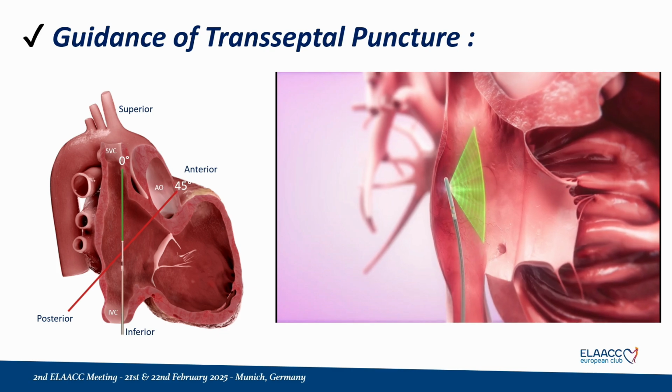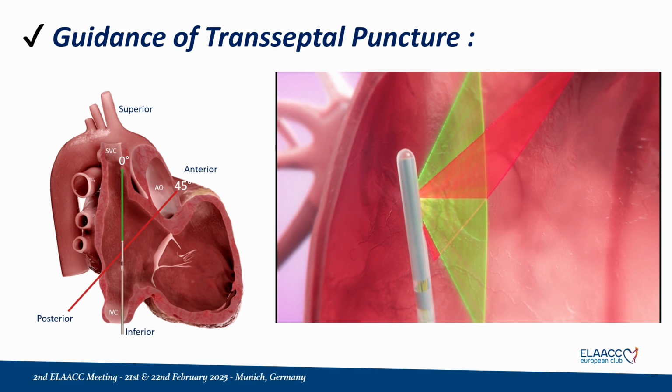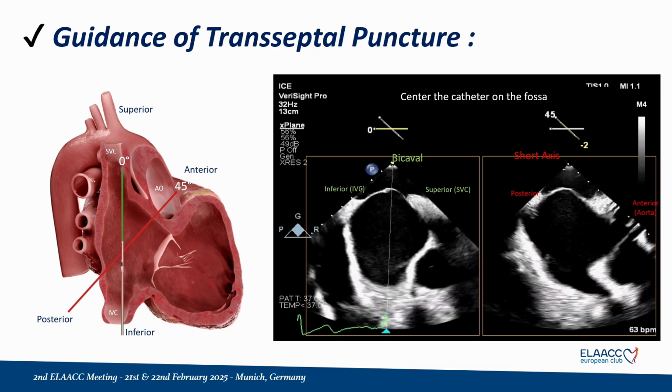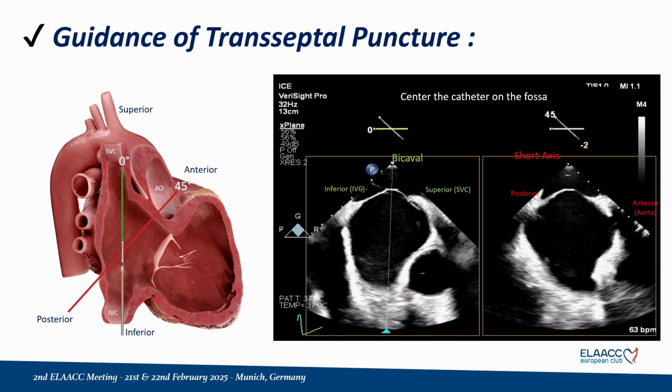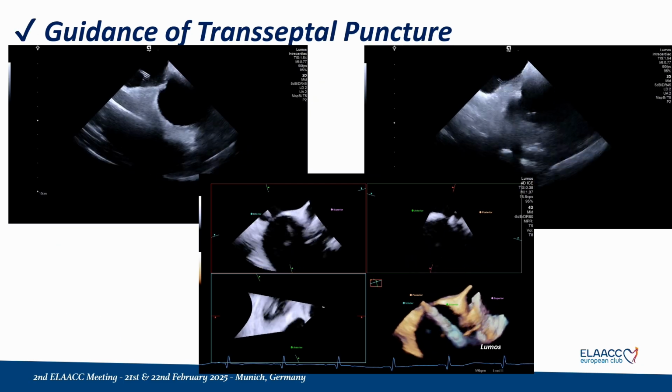The position of the probe with ICE is a privileged position because we are in the right atrium, the fossa ovalis is in front of us, we acquire the volume of the fossa, and we have a perfect, clear and detailed visualization of the bicaval and the short axis. So we have all the information for a precise puncture.